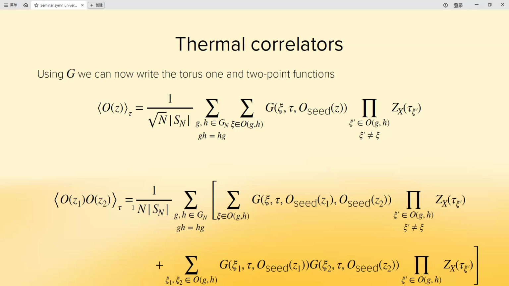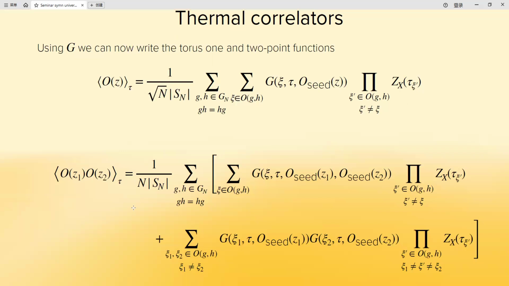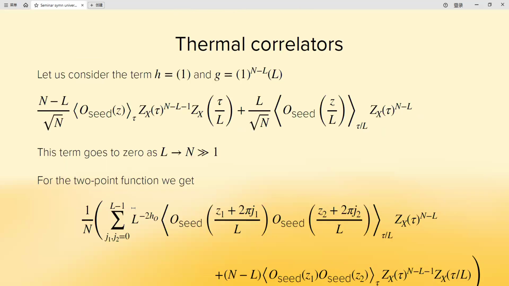Okay, is that clear-ish? If so, let's do an example, and let's again look at the h equals 1 term and g to have one long cycle.